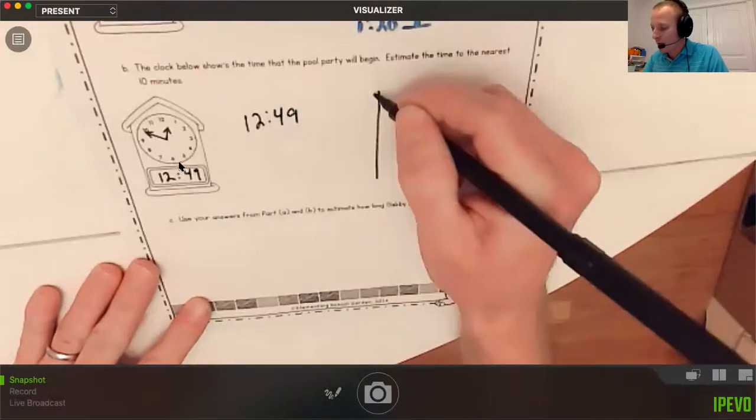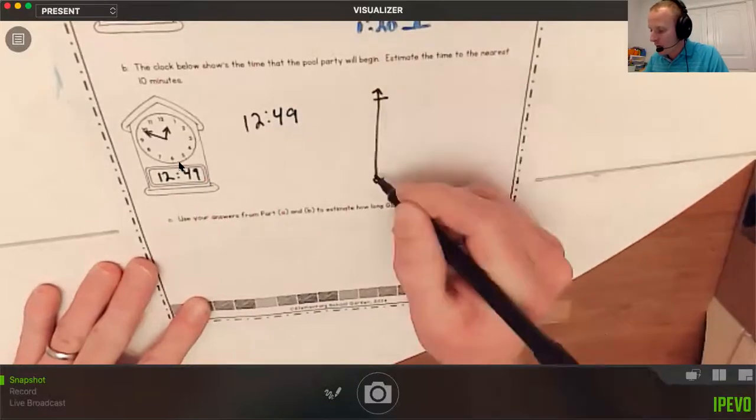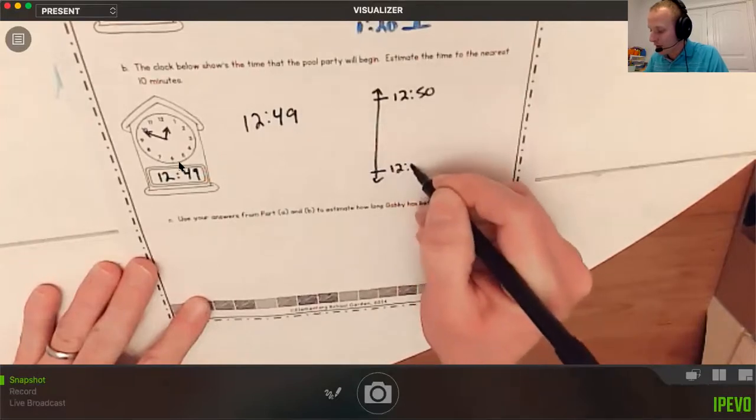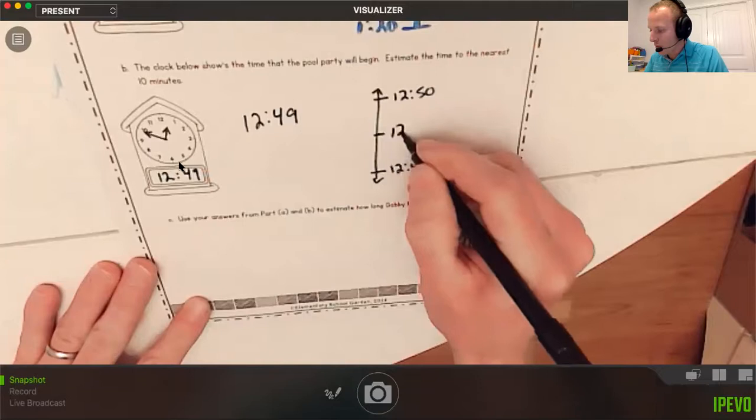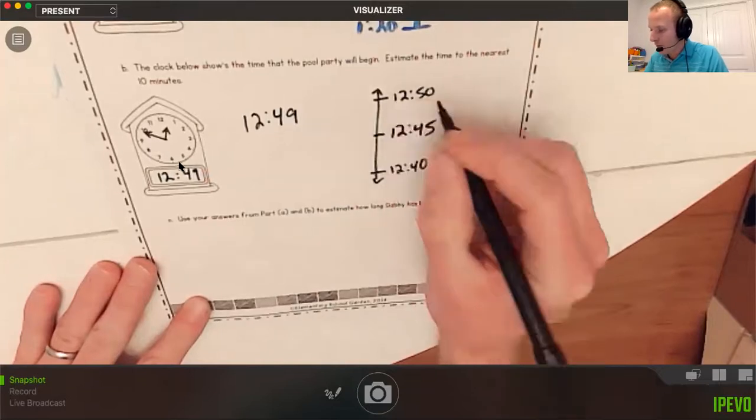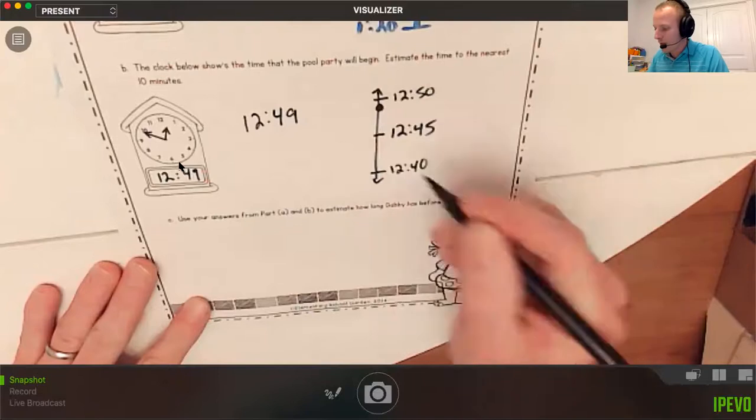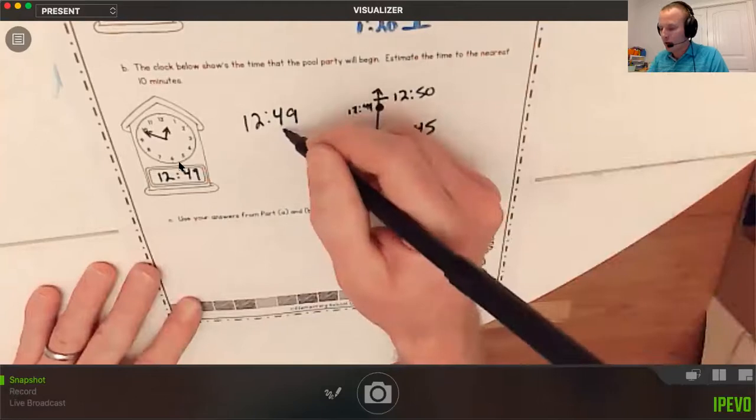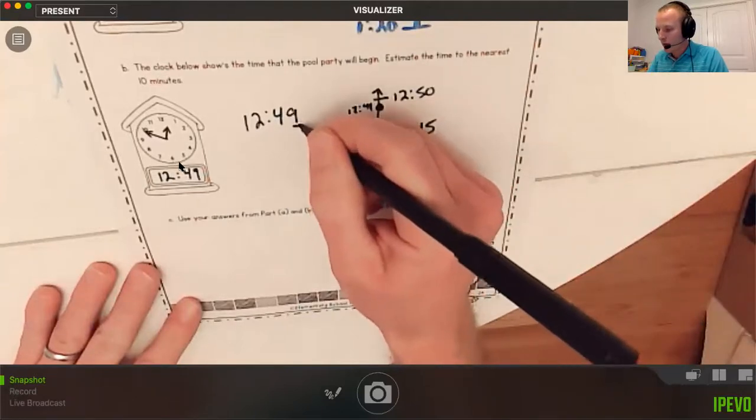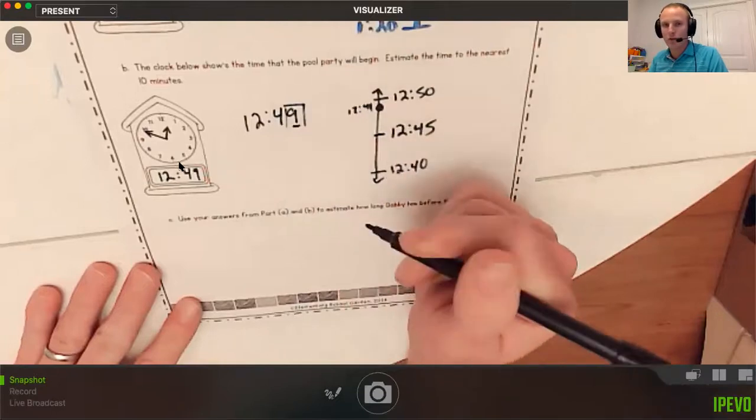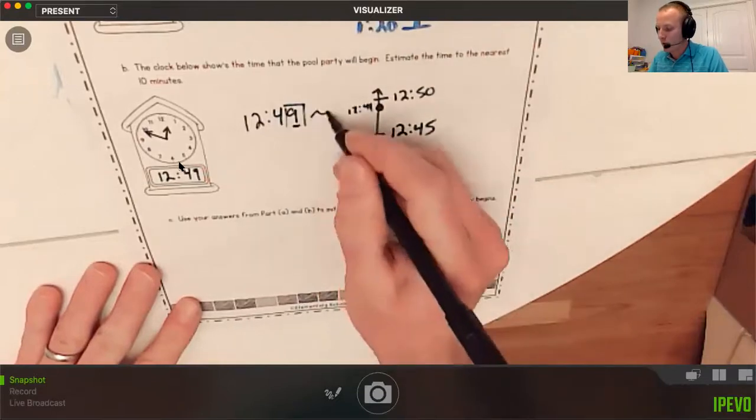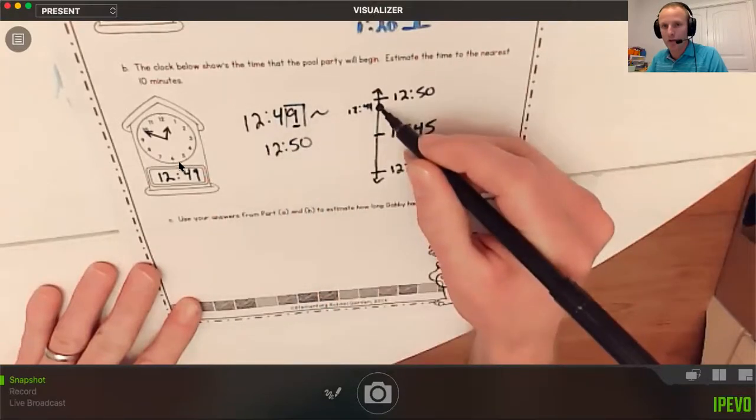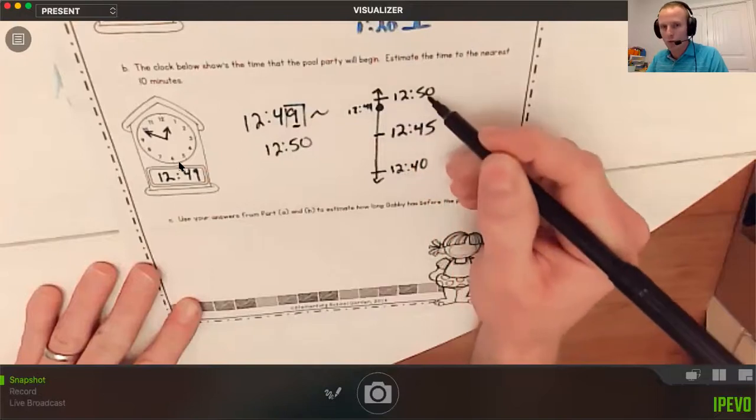Again, I'll draw myself a vertical number line. 12:50 would be the next 10, and 12:40 would be the last 10, with 12:45 being right in the middle, and again, 12:49 is right up there. Now, again, we're rounding to the nearest 10, so we look in the ones place. If that is 5, 6, 7, 8, or 9, we round up, and it is. So 12:49 becomes 12:50. Obviously, on the vertical number line, you can see 12:49 is much closer to 12:50 than it is to 12:40.